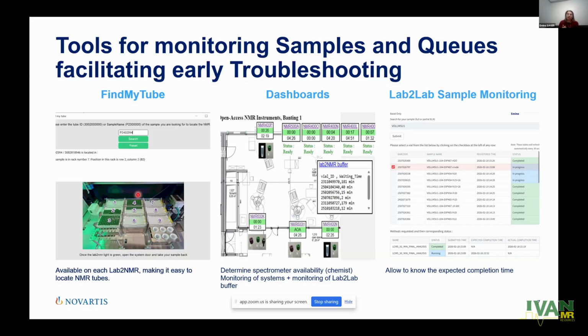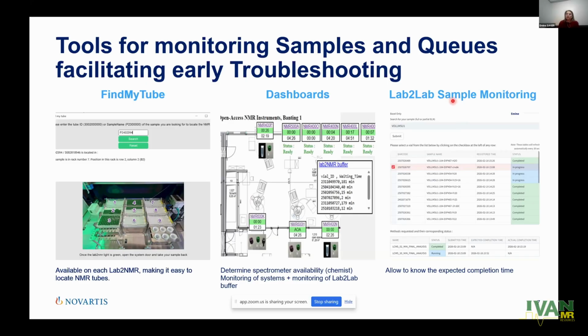That means I need to find the tube in order to measure it on our spectrometer, and to find the tube, it is easier for me to use this Find My Tube tool. And the last tool that my colleague created is a lab-to-lab sample monitoring. This is used for MS and for NMR.